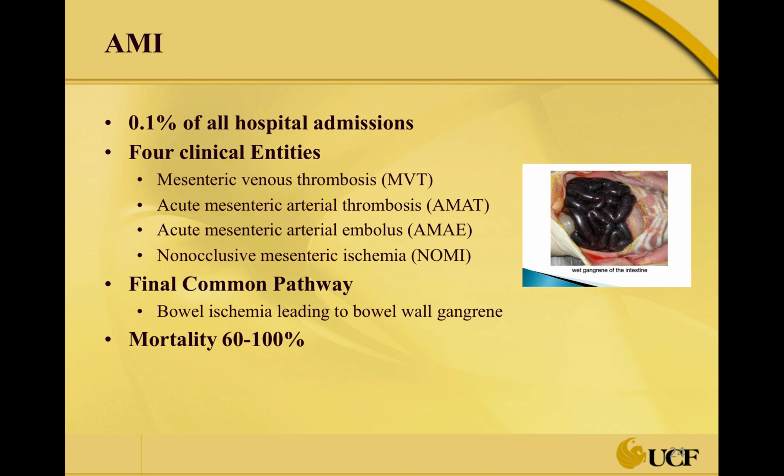Acute mesenteric ischemia represents about 0.1% of all hospital admissions, and you have 4 clinical entities responsible for that: mesenteric venous thrombosis, or MVT; acute mesenteric arterial thrombosis, or AMAT; acute mesenteric arterial embolus, or AMAE; and non-occlusive mesenteric ischemia, or NOMI. The final common pathway, particularly significant in AMI, is bowel ischemia leading to bowel wall gangrene.